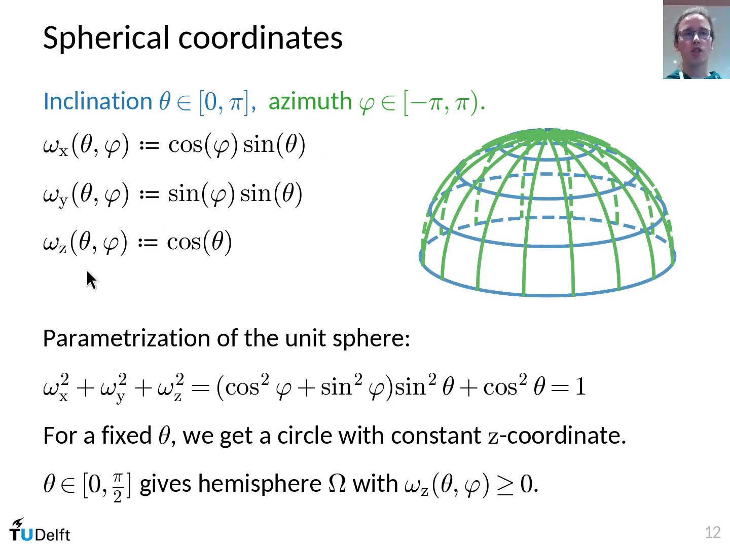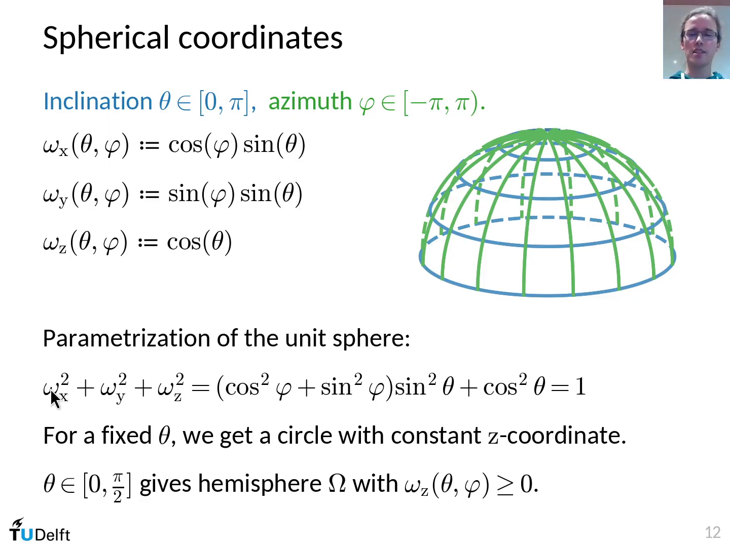And then to get from these two angles to a direction vector, we are using these formulas here. The z-coordinate is simply the cosine of theta. And then for the x and y coordinates, we are using cosine and sine of phi and multiplying that by sine of theta.